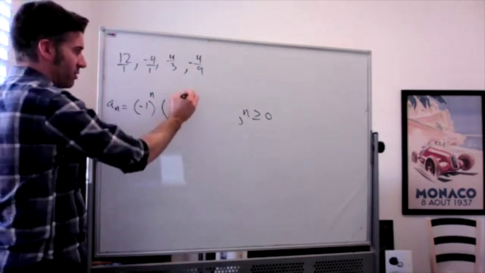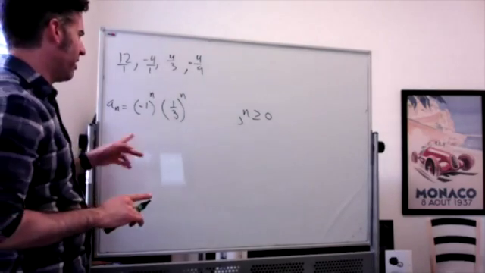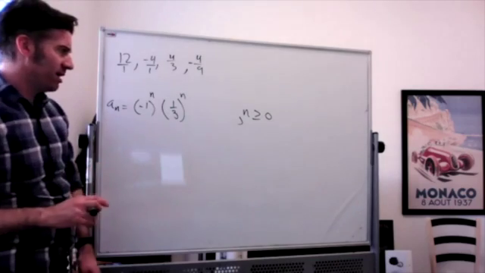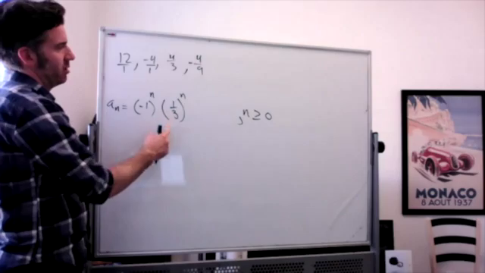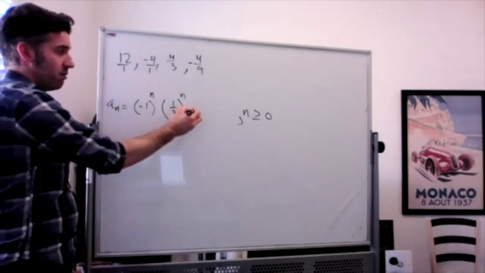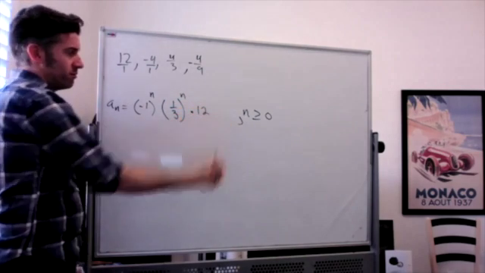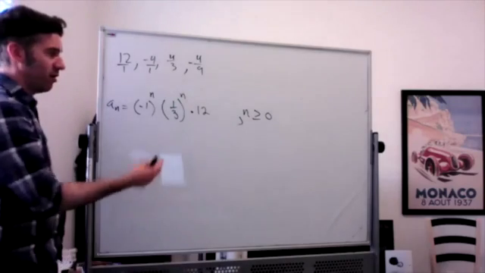So we need a 1/3 to the n to account for every time we multiply by 1/3. Now, this doesn't quite get me there. If I plug in n equals 0, I get 1 times 1, which is 1. But I wanted to get 12. So I need a 12 in front. And now it's going to work, because when I plug in 0, I get 12.